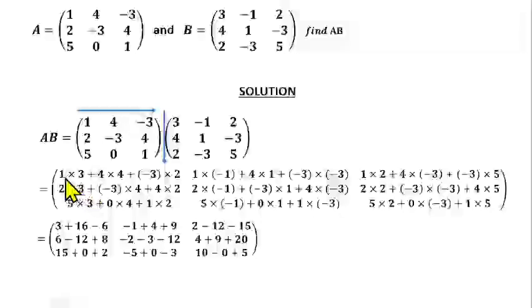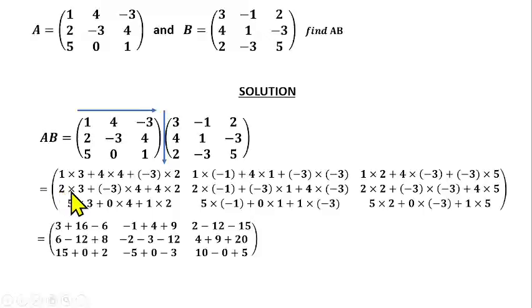So let's go ahead. 1 times 3 gives us 3, plus 4 times 4 gives us 16, plus minus 3 times 2 gives us minus 6. Then minus times plus will give us a minus, so we have minus 6 here. Then also we have 1 times minus 1 gives us minus 1, plus 4 times 1 is 4, plus minus 3 times minus 3 gives us plus 9. 1 times 2 gives us 2, 4 times minus 3 gives us minus 12, minus 3 times 5 gives us minus 15.